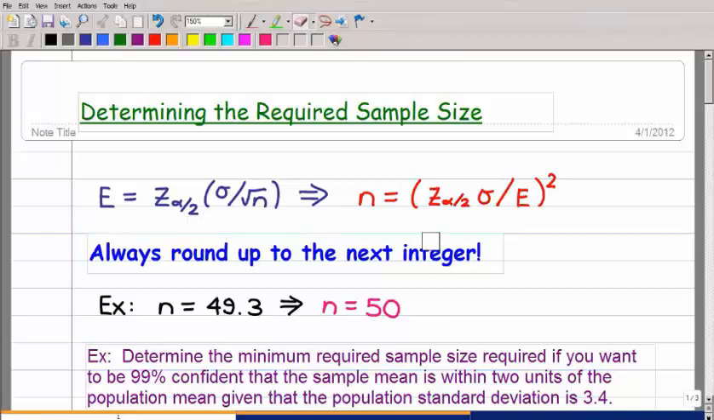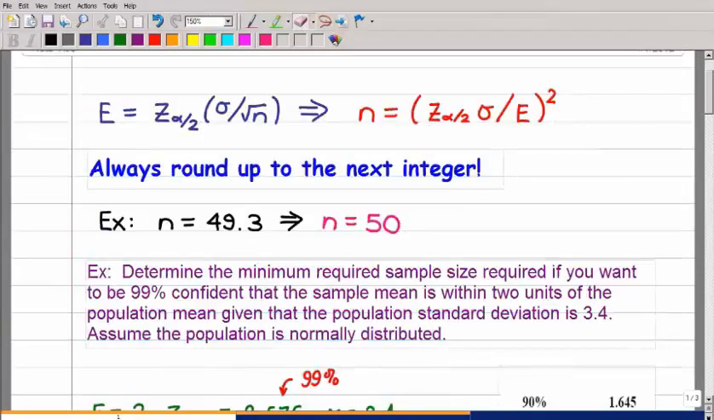And this is a good policy, always round up to the next integer. That makes it a better result. Going up means you're guaranteed that you'll meet the margin of error requirements. So similar to finding the class width that was talked about earlier in the course, you round up on this. So for example, if you calculate 49.3, the best answer would be 50. 50 is a better answer than 49.